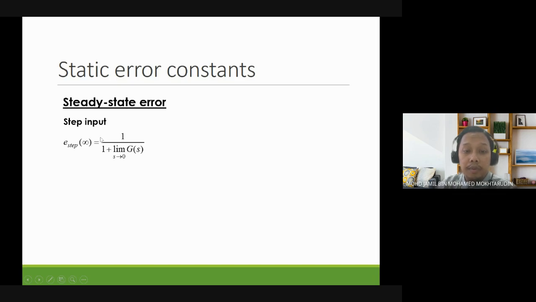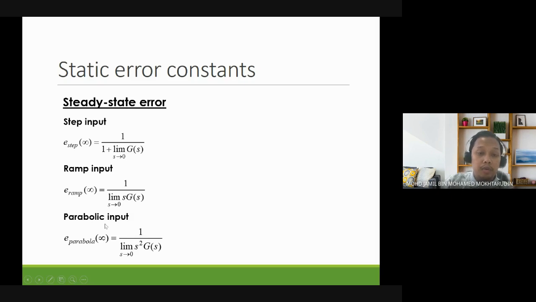So for step input, the steady state error is 1 over 1 plus the limit of G(s) when s approaches 0. For ramp input, it's 1 over the limit of s times G(s) when s approaches 0. And for parabolic input, it's 1 over the limit of s squared times G(s) when s approaches 0. So this is the formula to find the steady state error for a given input, okay?